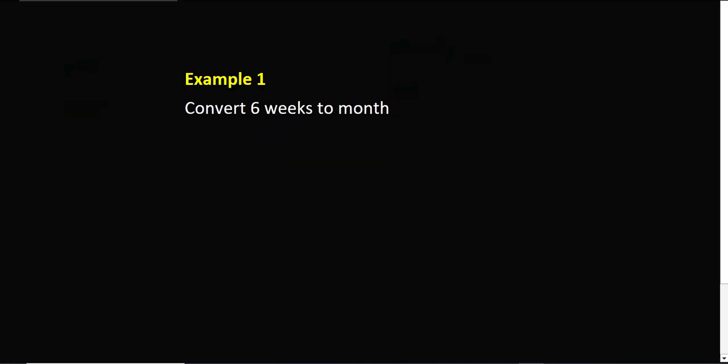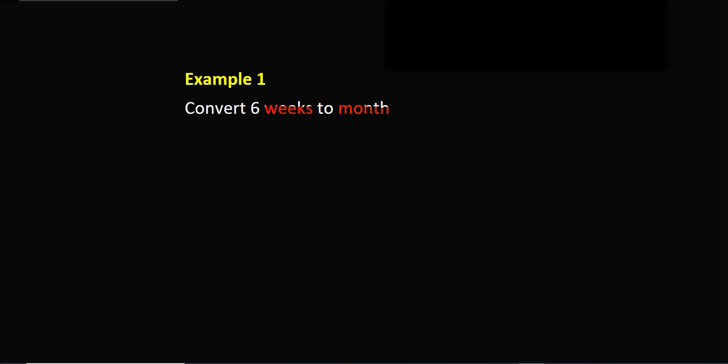So the first question says convert 6 weeks to month. So we have weeks and then we want to convert to month. Here, month is the desired unit and 6 weeks is what we are given. Now we know 6 weeks, right? But we don't know what it is equivalent to in 1 month. So let's put that down.